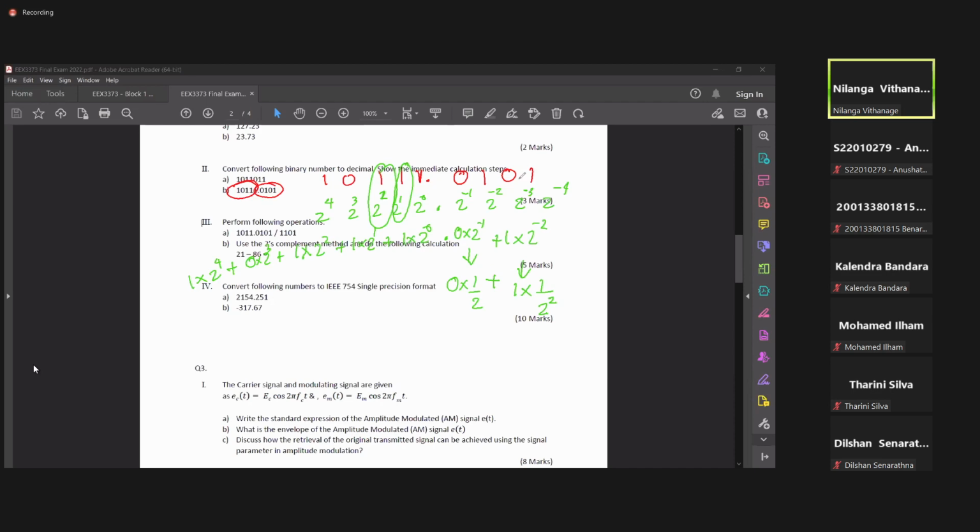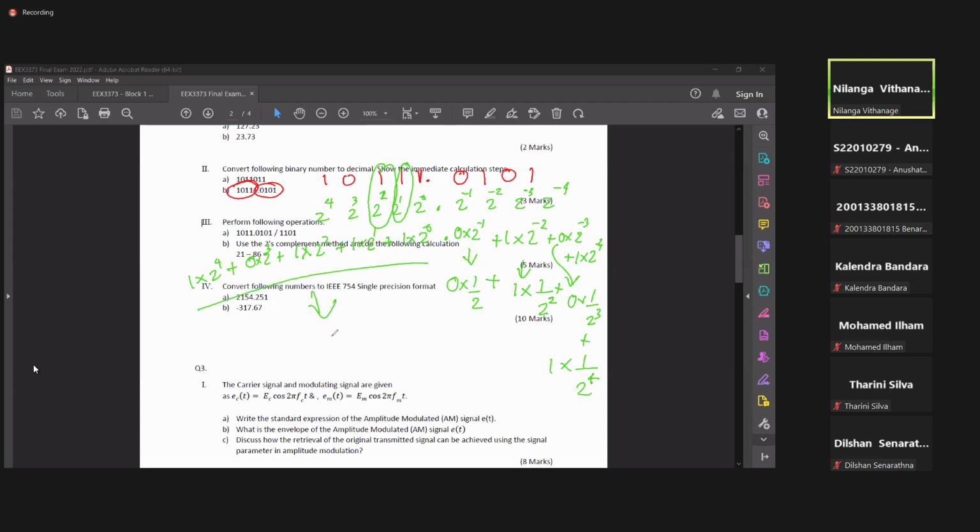Right. So this one, 0 multiplied by 2 to the power minus 3, and 1 multiplied by 2 to the power minus 4. Right. So you have to do this addition. This is a fractional part.